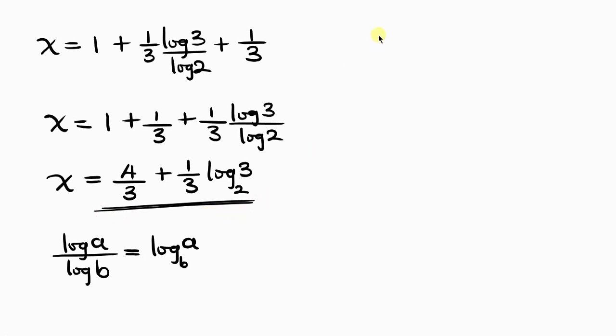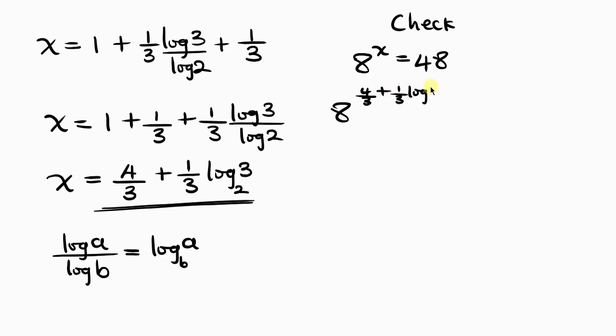So let's check. So I'm going to be writing check here. The question given to us is 8 to the x equal to 48. So let's write this here. So this is 8 to the x. X is what we have here, which is 4 over 3 plus 1 over 3 log 3 base 2.